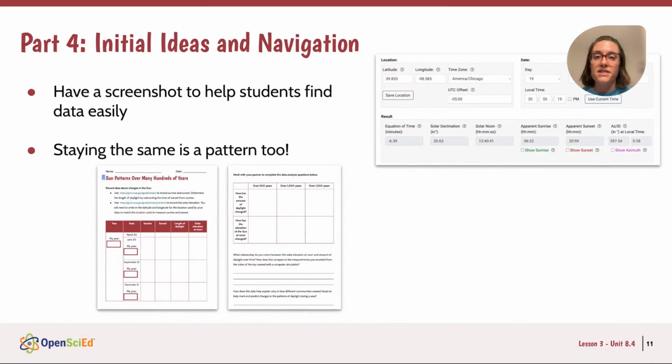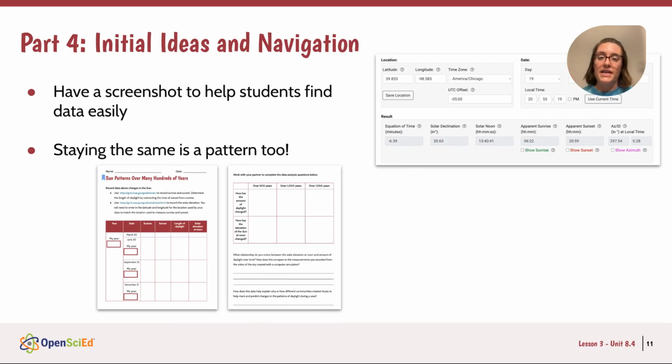In part 4, students are looking at those solar patterns over thousands of years, seeing if it stays the same or not. I use just the first website to get all of the data. I find that sometimes students can get overwhelmed looking at both of the websites. There are a lot of numbers, and if they aren't familiar with solar elevation, changing the different dates and things, it can get a little overwhelming for them. I take a screenshot of that first website and color code where they're supposed to look for different data points.